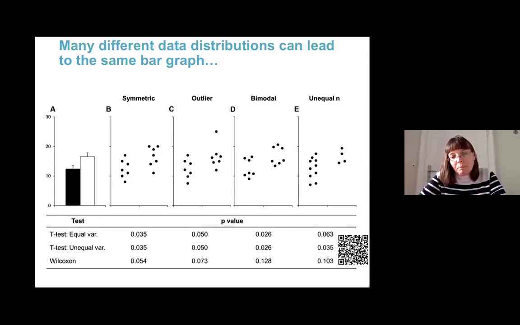And then in the last case, I have unequal n. So the values for the second group are clustered at the slightly higher end of the range compared to the values for the first group. But it could just be because there are so few observations in that group and I've underestimated the variability. And finally, I can't distinguish between these scenarios based on p-values alone. So there's really no substitute for seeing the data.